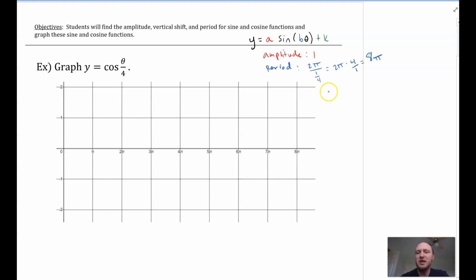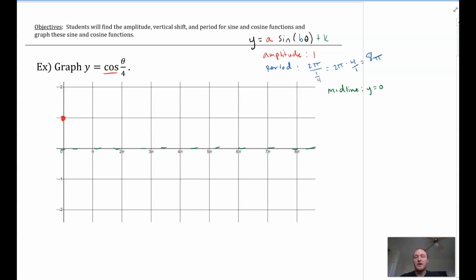And then our midline is our k value, which in this case is 0. Okay, so we're going to be centered on our x-axis. So here's our midline. And then I need to go ahead and pick my starting point. My function is a cosine function, so I'm going to start at a maximum. Okay, where is my maximum? Well, my amplitude's 1, so from 0, I'm going to go up to 1, and here's my maximum.